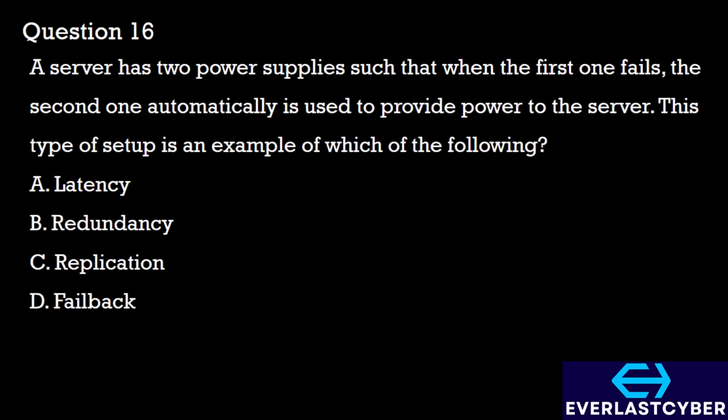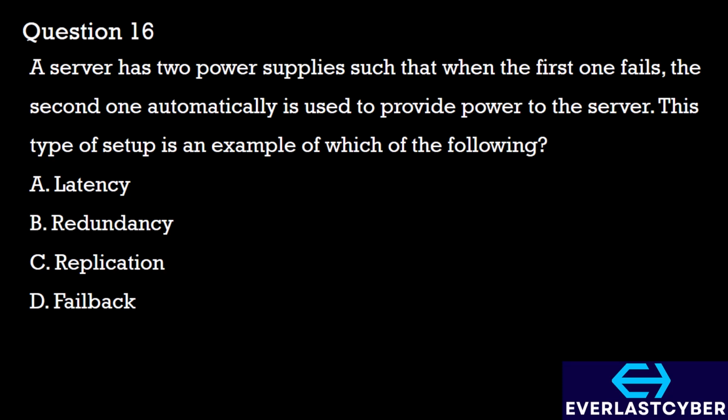Question 16. A server has two power supplies such that when the first one fails, the second one is automatically used to provide power to the server. This type of setup is an example of which of the following? A. Latency. B. Redundancy. C. Replication. D. Failback.